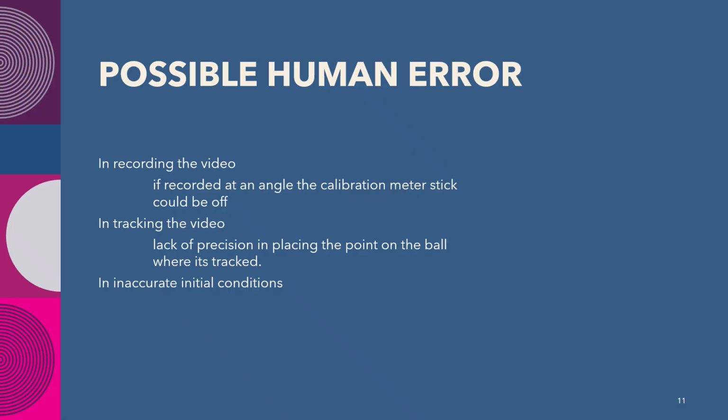Now, possible human error. There's some possible human error in recording the video. For example, if the angle of the video was a little bit off, wasn't completely flat, the calibration meter stick could be a little bit off. However, it should not be substantial. Now, in tracking the video, there could be a lack of precision in placing the point on the ball. However, for most of the Tracker, it was almost dead center in the middle of the ball. And then finally, inaccurate initial conditions due to inaccurate calculations. However, the calculations have been completed multiple times and done by multiple people, and they've all turned out the same, and thus we can have confidence that the initial conditions are accurate.